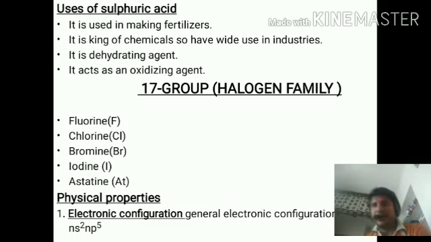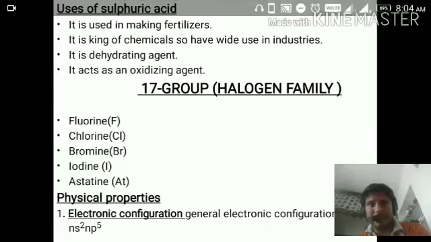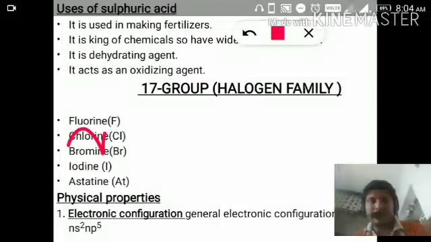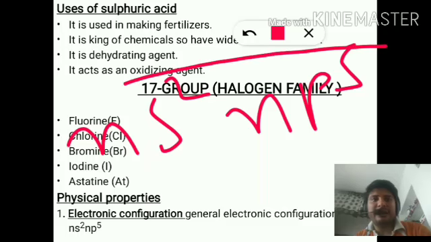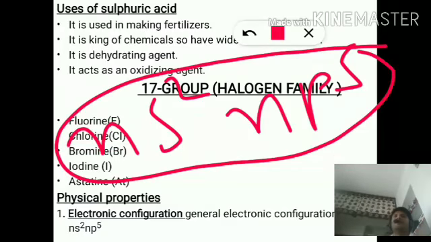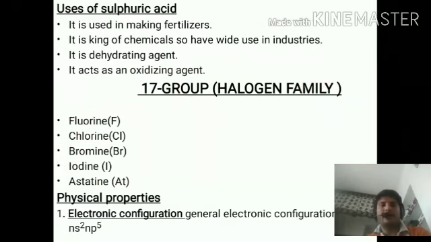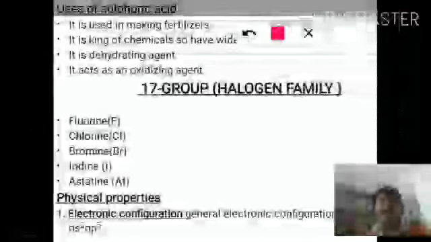The general electronic configuration of group 17 elements is ns2 np5. Okay, ns2 np5 means it contains 7 electrons in the outermost shell. So I will tell you the electronic configuration of group 17.